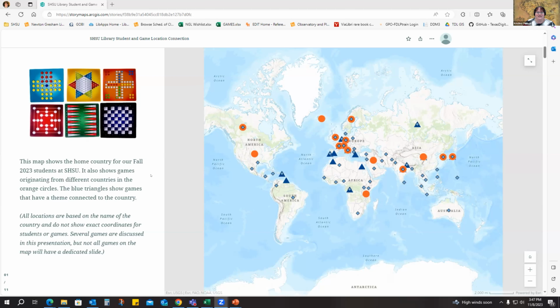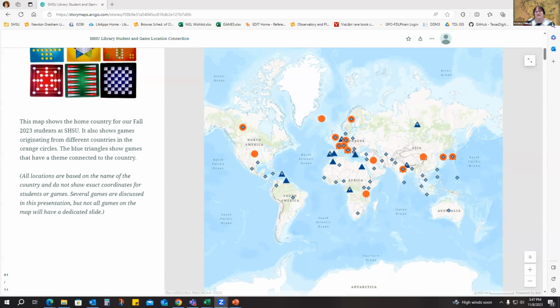So as we go down, this map was one I had help making. And the smaller diamonds are the students where they are located in the countries. I don't have specific cities or anything like that for any of the information, but the country is just the relative general area. The orange dots will be the origin for certain games where they actually originate in that country. And then the blue triangle is going to be where they have a theme for the country or region, but they don't necessarily originate from there.